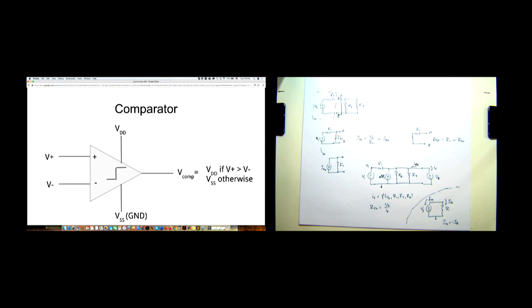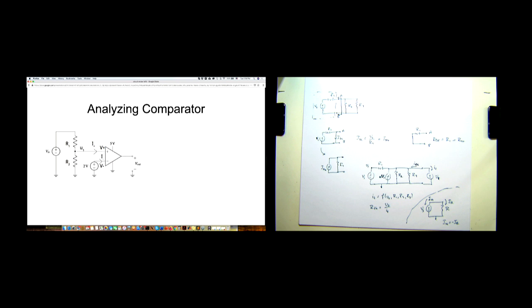Now, if there are no questions on this, I'll move on to the comparator. You've seen comparators also in midterm 2. Essentially, they're blocks that have a very similar schematic to the op-amp, but there are some intricacies and some differences between op-amps and comparators. A comparator is a circuit with 3 ports. You have V plus, V minus, and V out, V comparison, which is equal to VDD if V plus is bigger than V minus, and VSS otherwise, right?